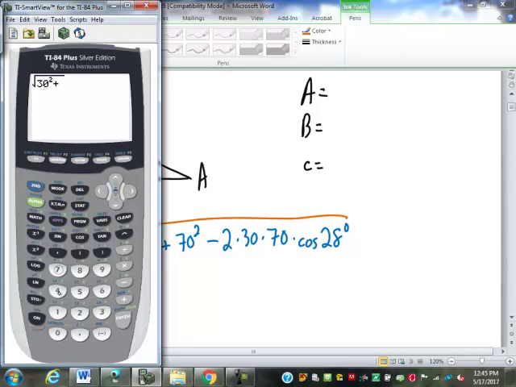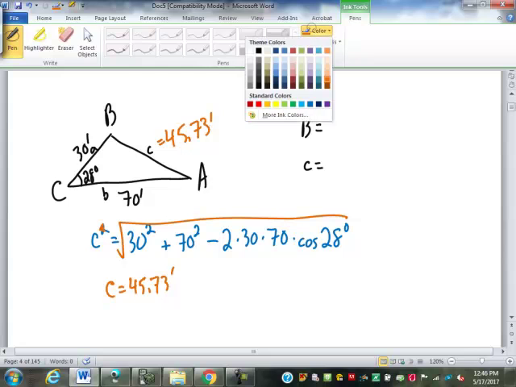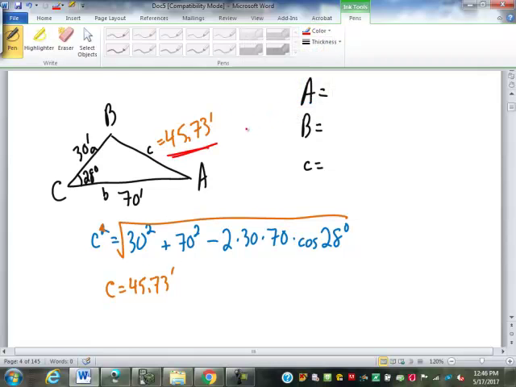30 squared plus 70 squared minus 2 times 30 times 70 times the cosine of 28. And remember, some of your calculators you have to close the parentheses twice. I didn't have to close them twice, but I did anyway. It didn't affect it any. 45.73 is C. So C here is 45.73 feet. So I've got that piece.